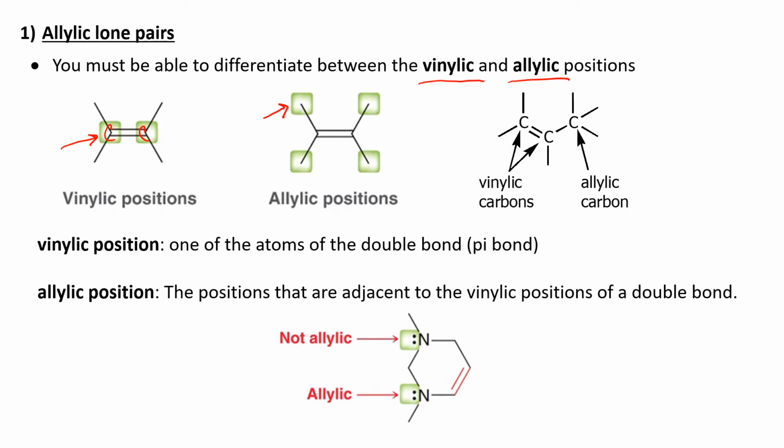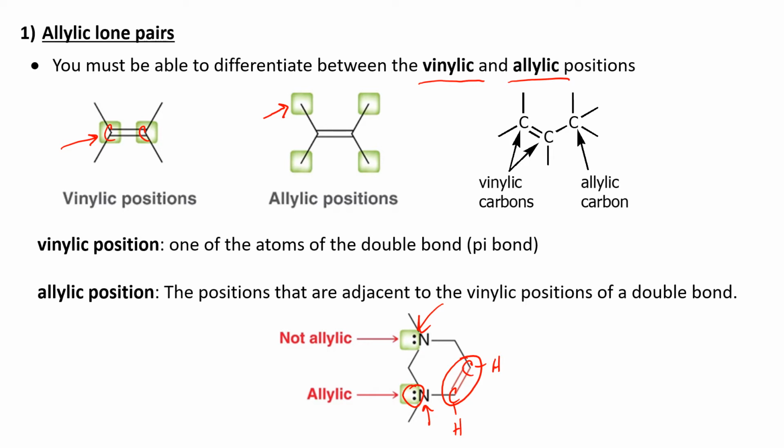So let's look at another example of lone pairs. Everything is relative to the lone pair or relative to the double bond. On an atom adjacent, that's the nitrogen, right? You have a carbon-carbon double bond. There's a hydrogen. There's a hydrogen. On an adjacent atom, we have a lone pair. That's allylic. And then this lone pair up here, that's not adjacent to a carbon-carbon double bond, so it's not allylic. That's not vinylic either.